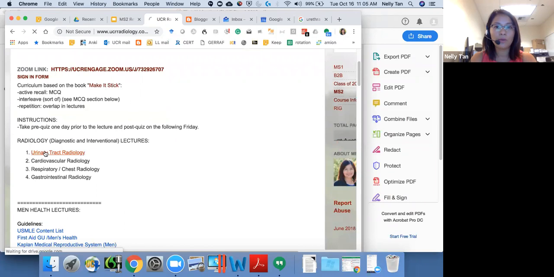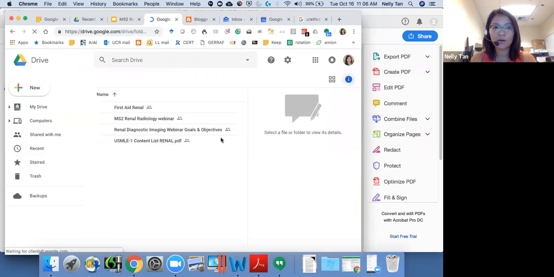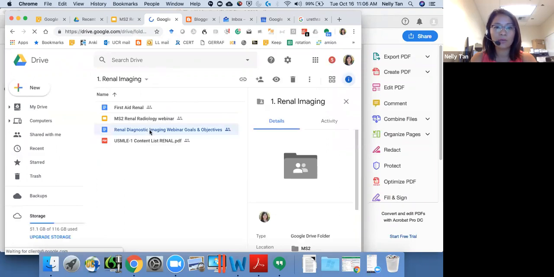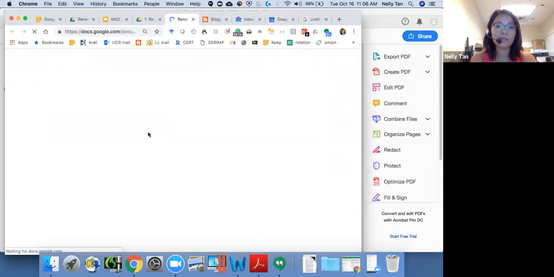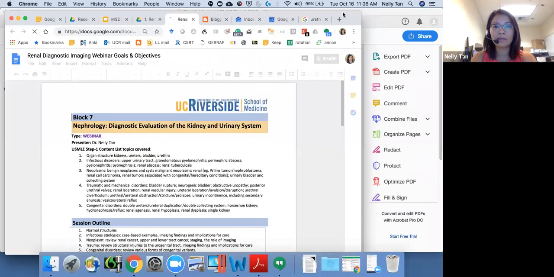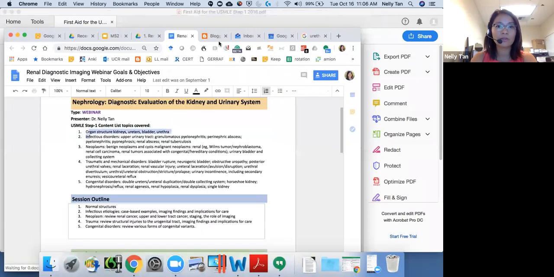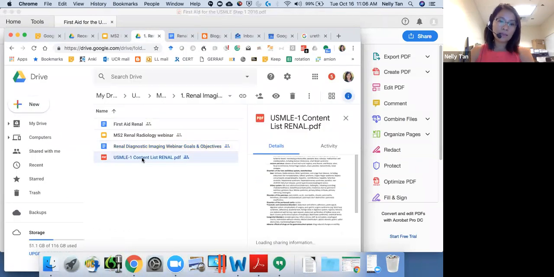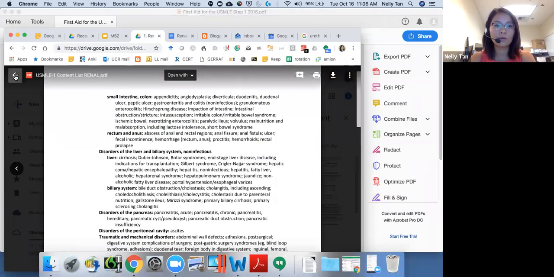Here you have access to the contents that we'll be covering today. The PowerPoint slides are also on this, and then these are the goals and objectives. The goals and objectives are taken directly off of the USMLE Content List. The USMLE Content List is what the board has said you should know for Step 1. The lectures are based on the content list. Here's the list that comes directly from USMLE related to the topic of renal and the collecting system.